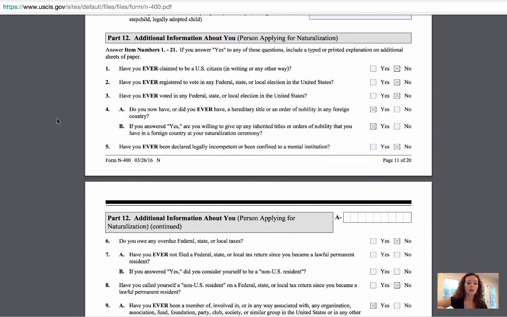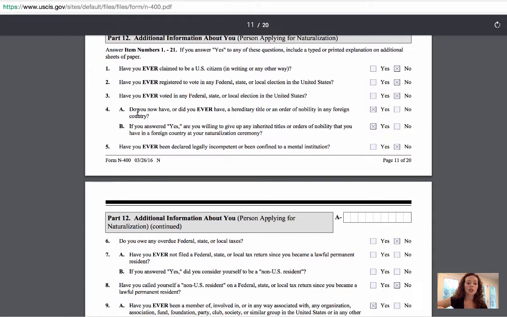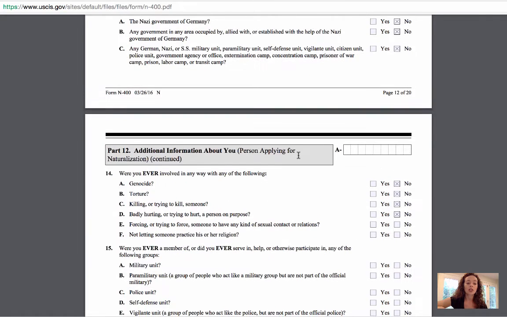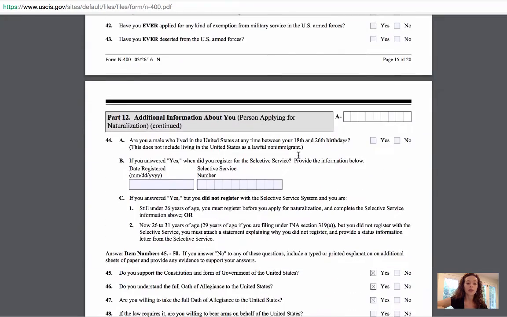in Part 12, number 4, do you have now or did you ever have a hereditary title or an order of nobility in any foreign country? If you checked yes, okay, then this is going to pertain to you. And then B, if you answered yes, are you willing to give up any inherited titles or orders of nobility that you have in a foreign country at your naturalization ceremony? That you will also have to check yes there, if that is true.